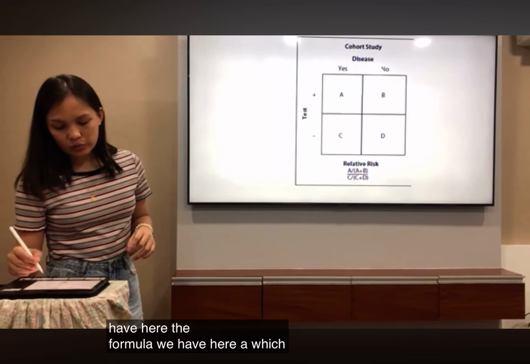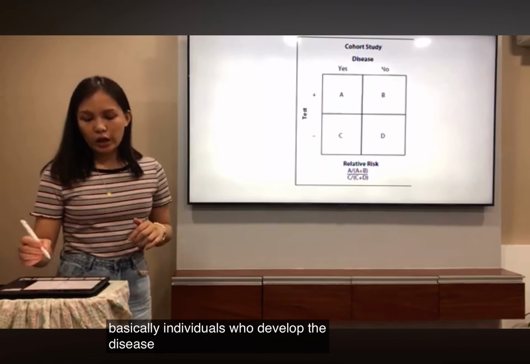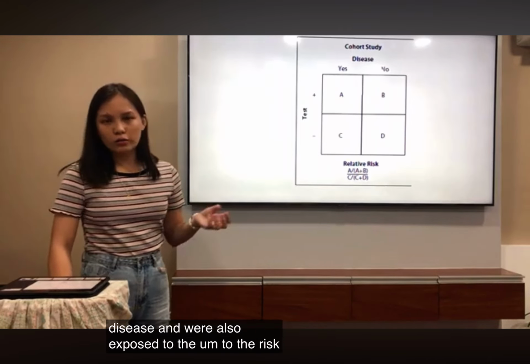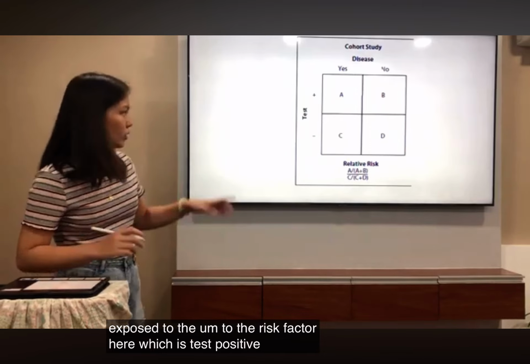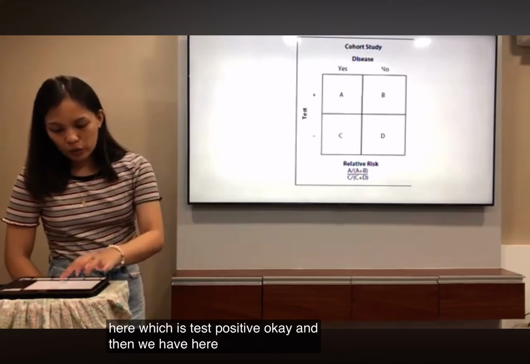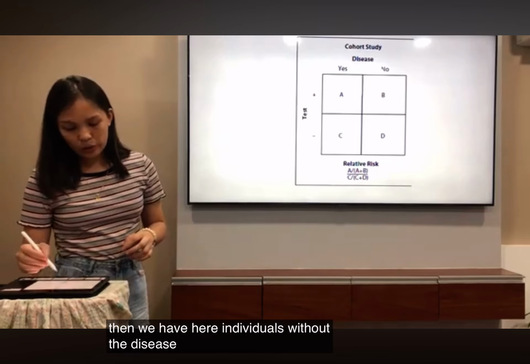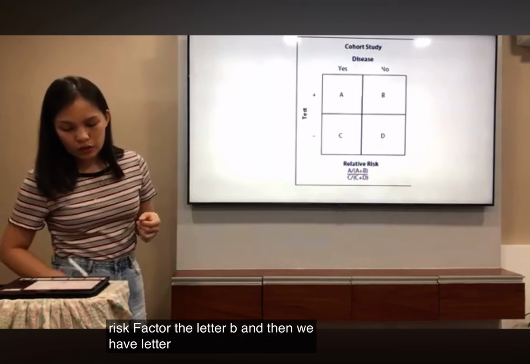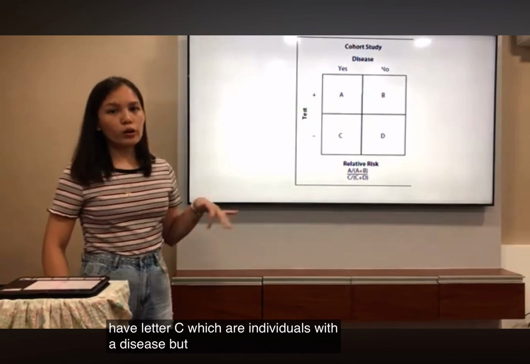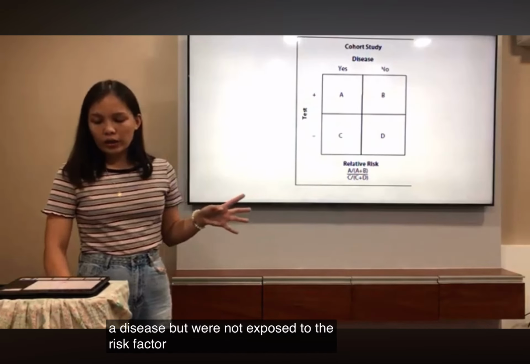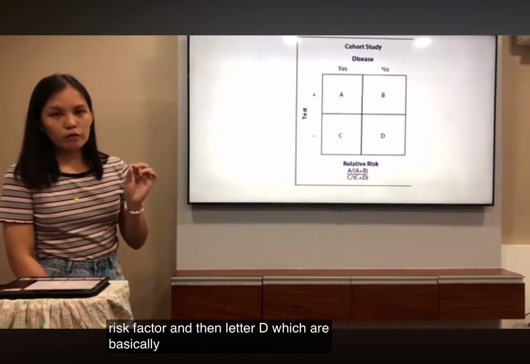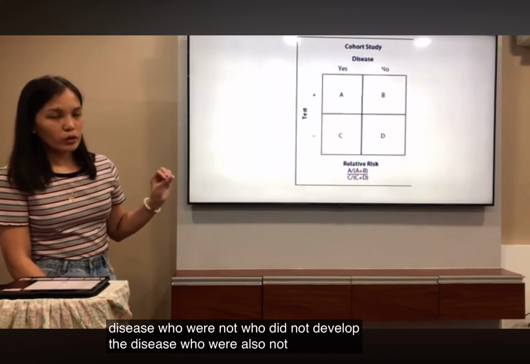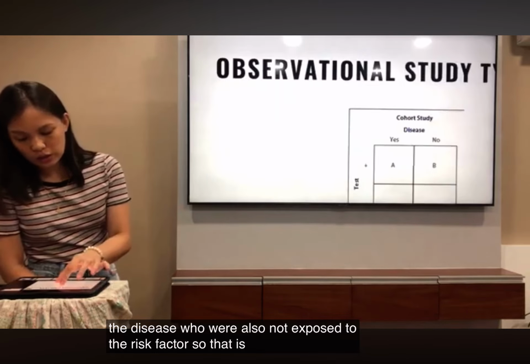We have here A, which is basically individuals who develop the disease and were also exposed to the risk factor, which is test positive. Okay, and then we have individuals without the disease but who were also exposed to the risk factor, the letter B. And then we have letter C, which are individuals with the disease but were not exposed to the risk factor, and then letter D, which are basically individuals without the disease who were also not exposed to the risk factor. So that is relative risk.